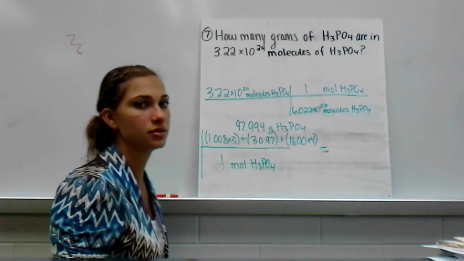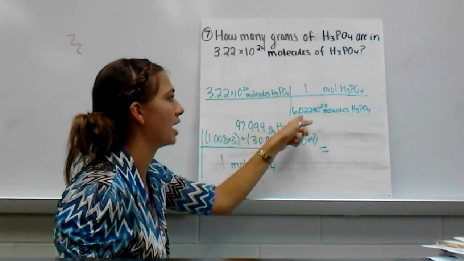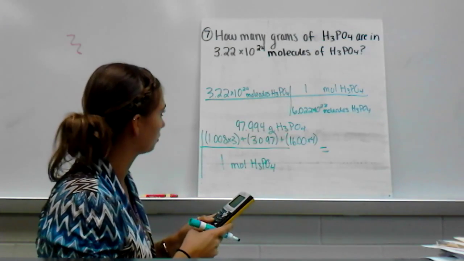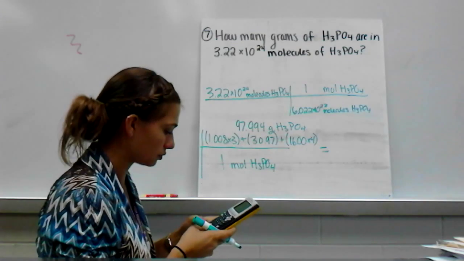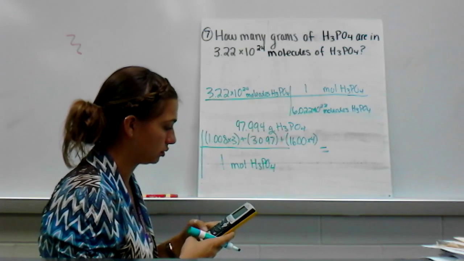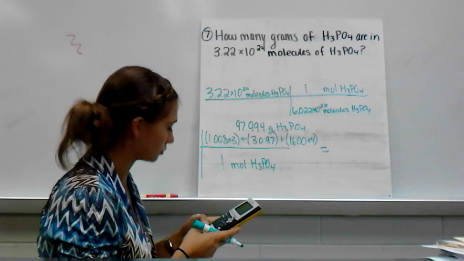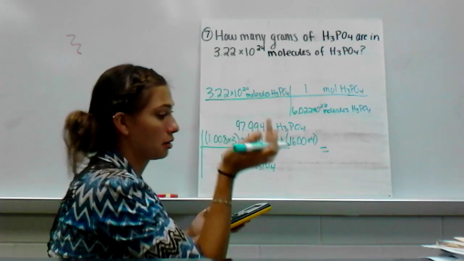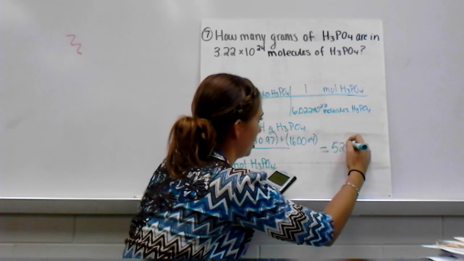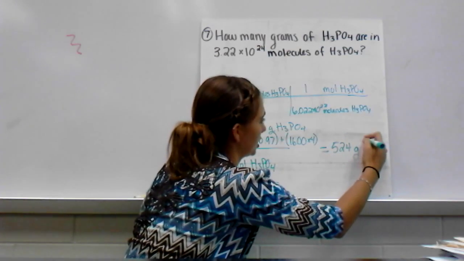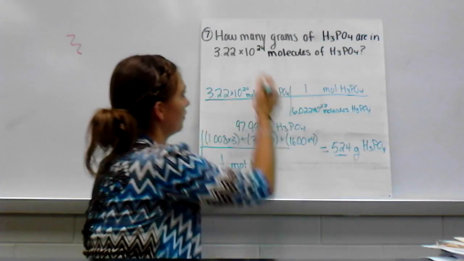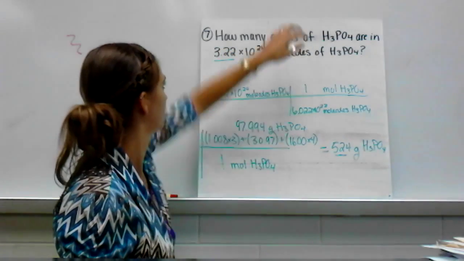Here I'm going to do 3.22 times 10 to the 24th molecules divided by Avogadro's number times the molar mass. So I get an answer of 524 grams of H3PO4. Notice how I round to three significant figures since I have three significant figures in my problem.